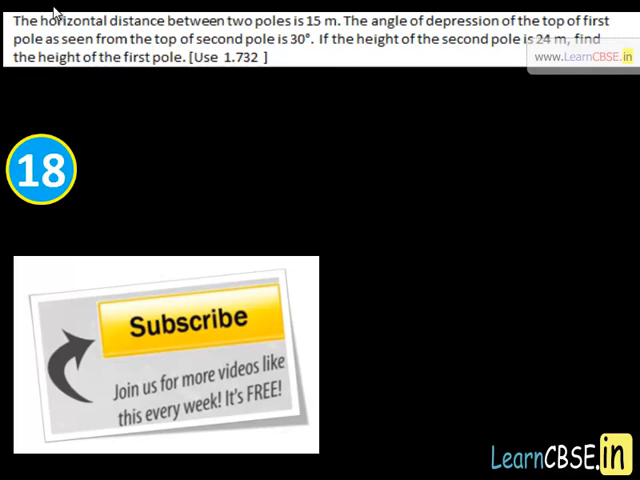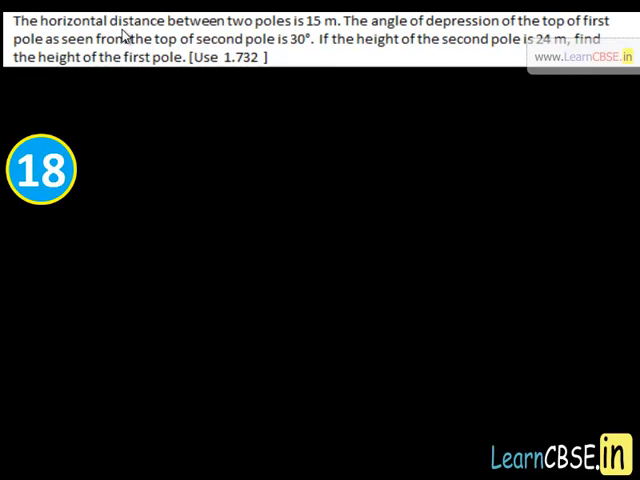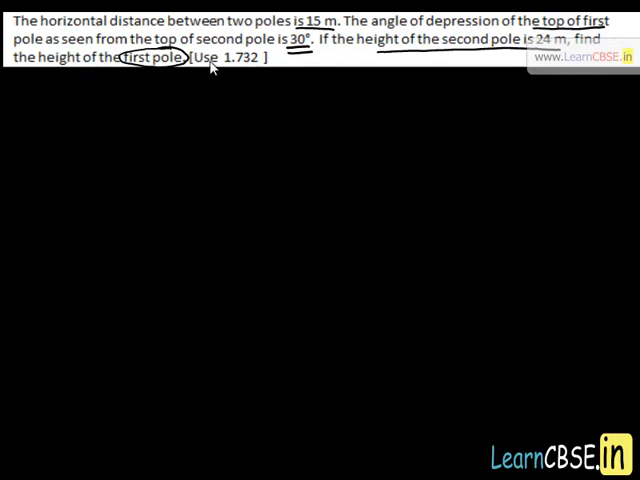Let's move to the next question. In this question, the horizontal distance between two poles is 15 meters and the angle of depression of the top of the first pole as seen from the top of the second pole is 30 degrees and the height of the second pole is 24 meters. We have to find out the height of the first pole, and we are given to use the value of root 3, that is 1.732. Let's work out the problem.